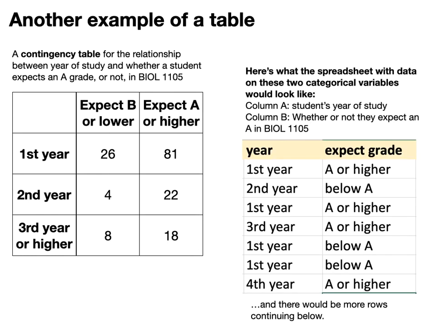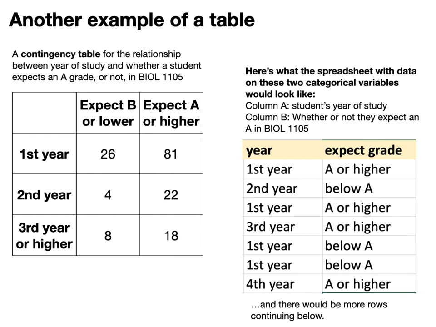Okay, and just to show you, here's what the spreadsheet would look like for the two variables that went into this contingency table. So we've got 2 columns, each of which is a categorical variable, right? So each row is a student, and each student responded on what year they were in, and you actually responded with numbers, but I converted the numerical response to a categorical variable for the purpose of this visualization. And there would, of course, be more rows below. Okay, so that is a contingency table.